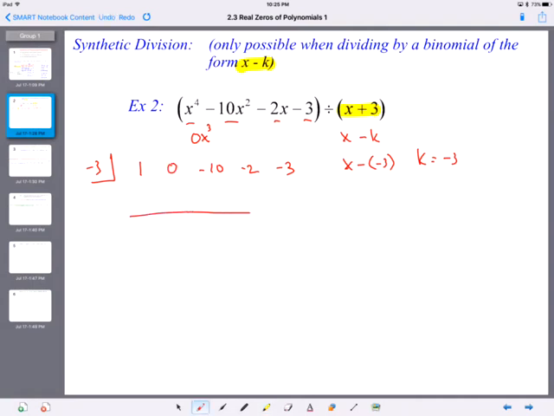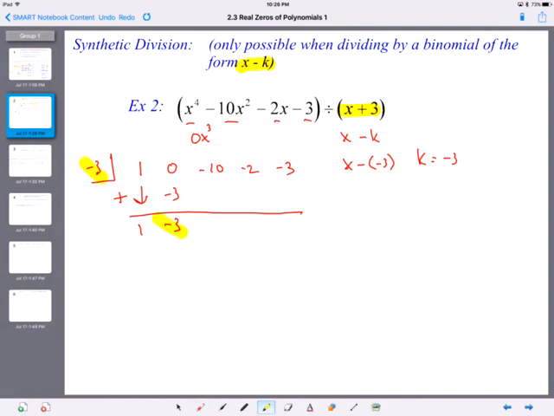Leave a little space, draw your line, and then pay attention to the process. I think a lot of you will remember this once I go through it, but you carry your first term down, which is a 1. You take negative 3 times 1. That's what you're multiplying. That will give you negative 3. Then you add those two numbers up, so it would be negative 3, and then you repeat the process.